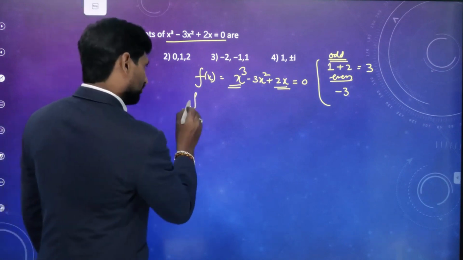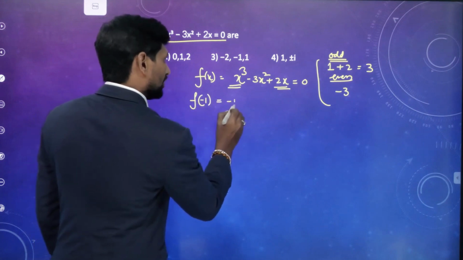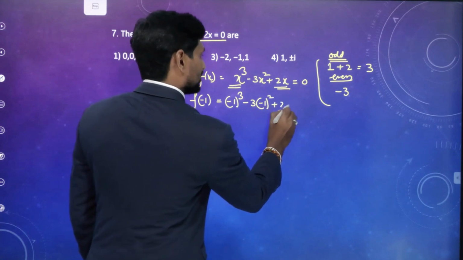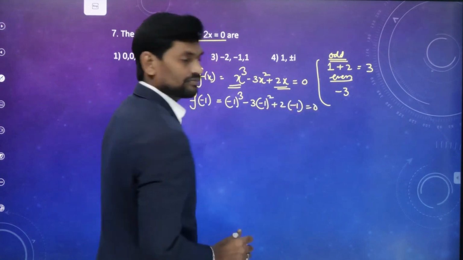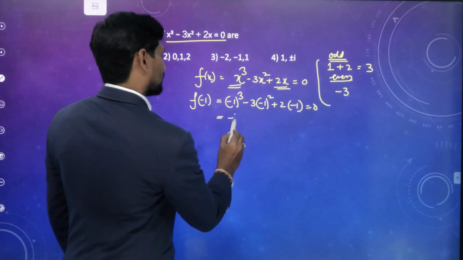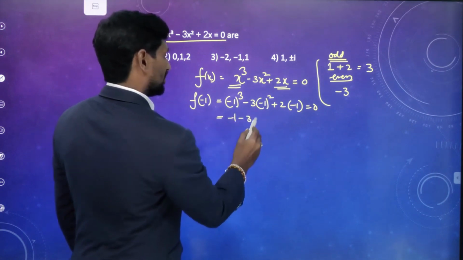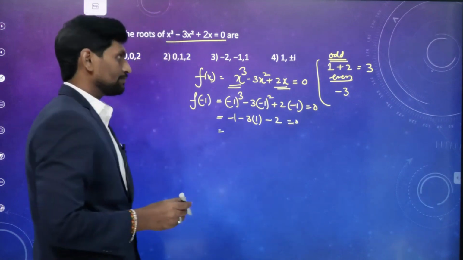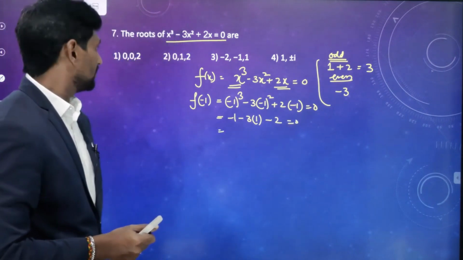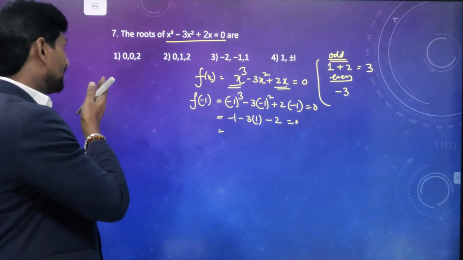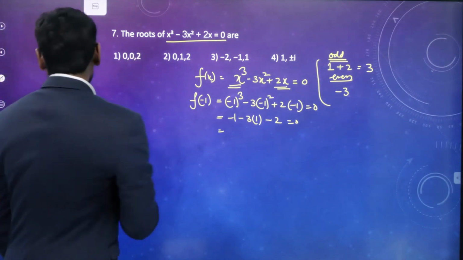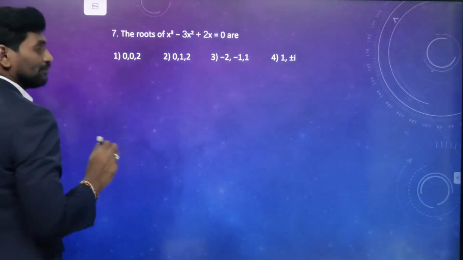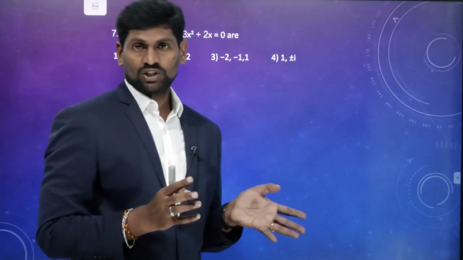Now let me find f of minus 1, which equals minus 1 whole cube minus 3 into minus 1 whole square plus 2 into minus 1 equals 0. Minus 1 whole cube value is minus 1. Here minus 3 into 1 square is minus 3, then minus 2, so all are negative terms. Therefore x plus 1 is not a factor. Now I am only substituting 0. So this does not work out. We don't get any possibility of getting the factor from 1 and minus 1.